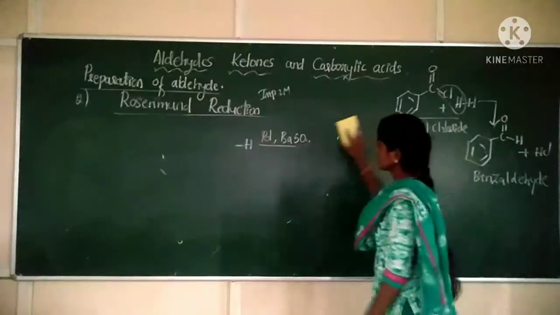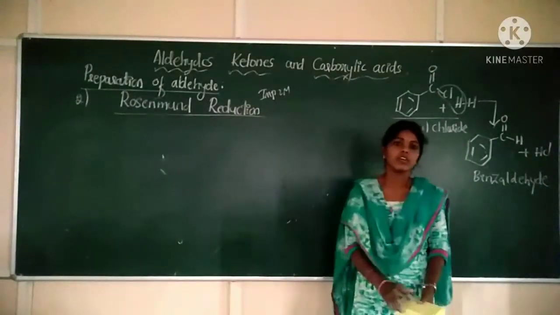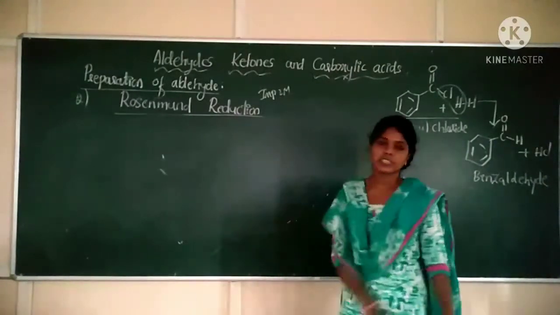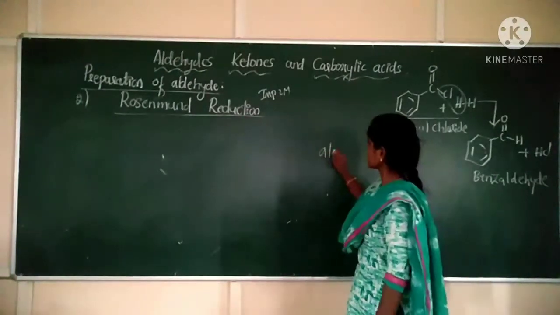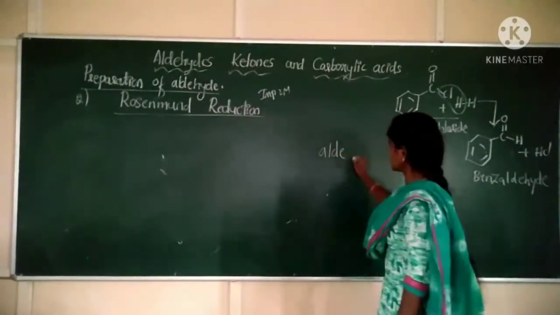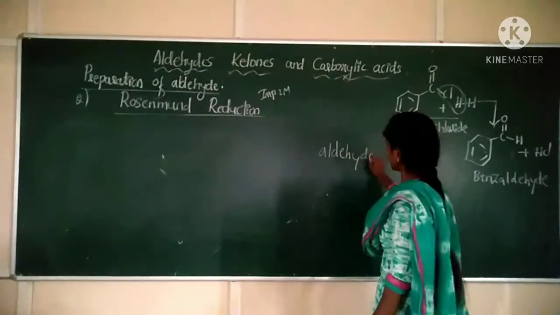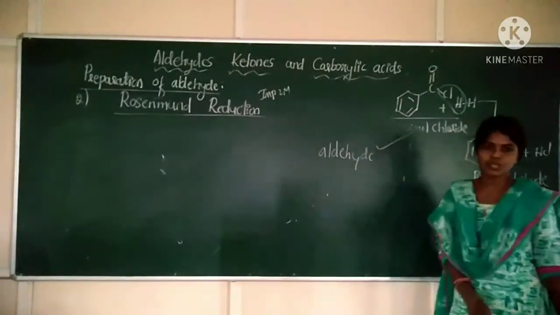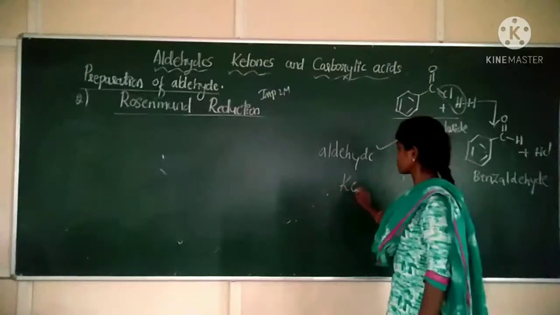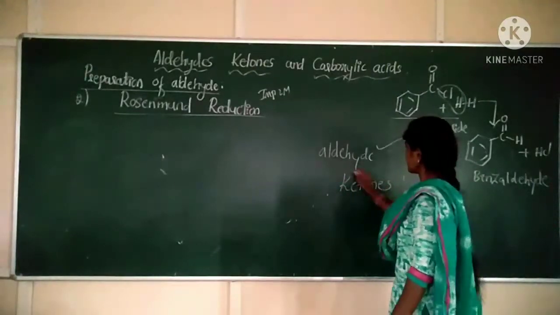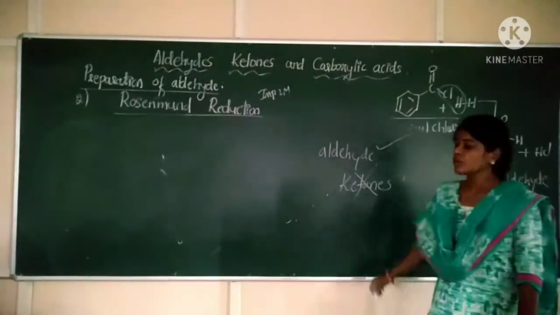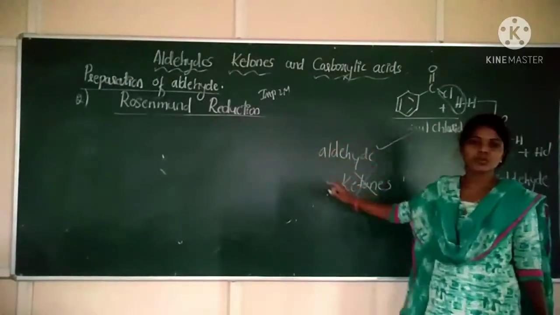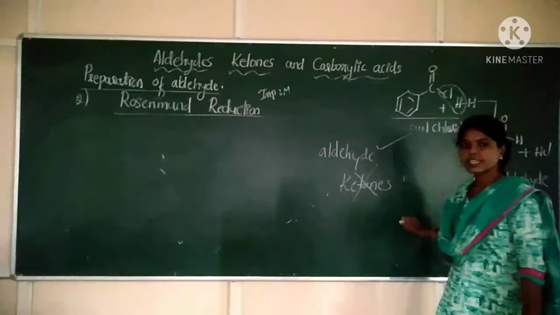And one more important thing is here: only by using the Rosenmund reduction reaction can we prepare aldehydes. Aldehydes can be prepared from the Rosenmund reaction, not ketones. Ketones do not respond to Rosenmund reduction. Only aldehydes can be prepared by using the Rosenmund reaction, not ketones. Clear?